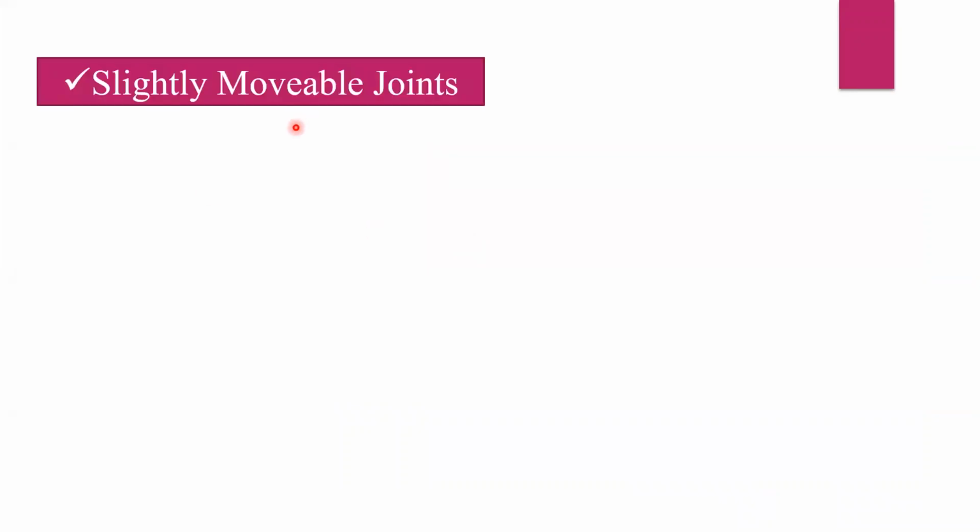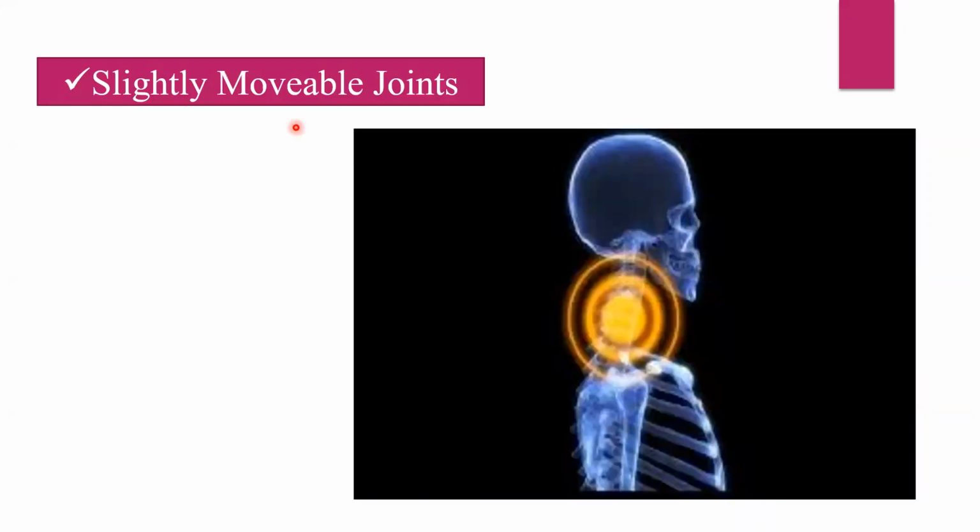Slightly movable joints. Such joints allow slight or little movement. For example, the joints between the vertebrae. The vertebral column is made up of bones. These bones are called vertebrae. The joints present between the vertebrae show slight movement, meaning very little movement.